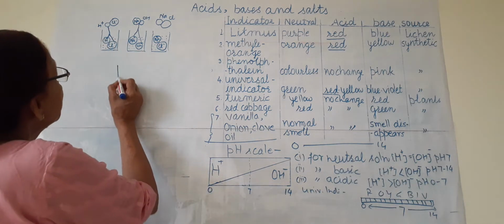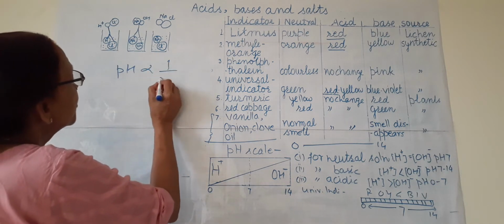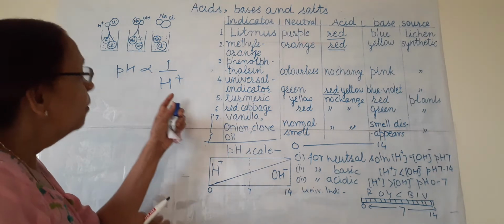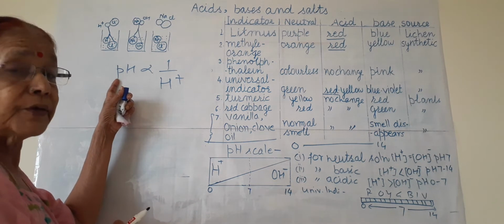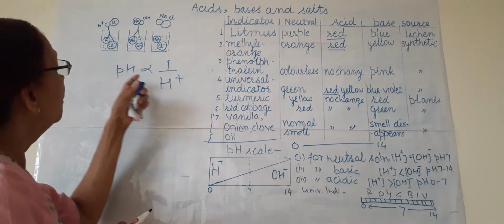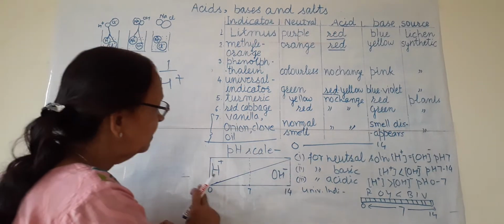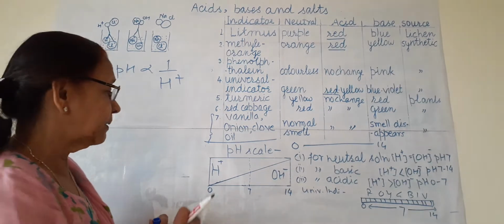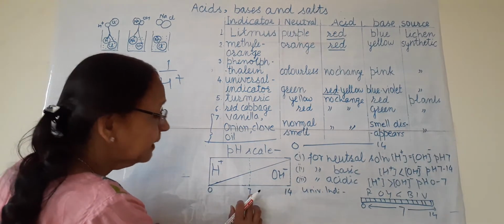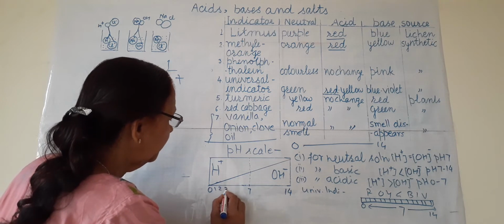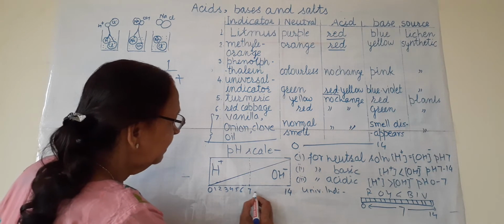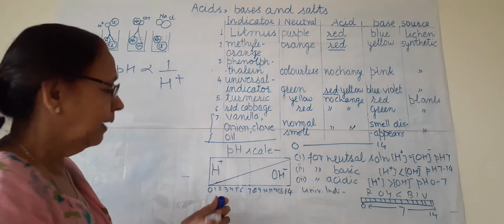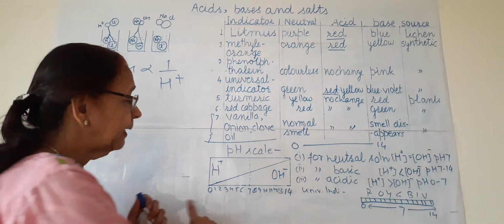And then this pH is inversely proportional to hydrogen ion concentration. What does it mean? More hydrogen ion, less pH. Less hydrogen ion, more pH. We can see by this picture here, it is a picture showing the pH scale. So from 0, this is the middle one, 7, 1, 2, 3, 4, 5, 6, 7, 8, 9, 10, 11, 12, 13 and 14. Like this the pH scale is marked.